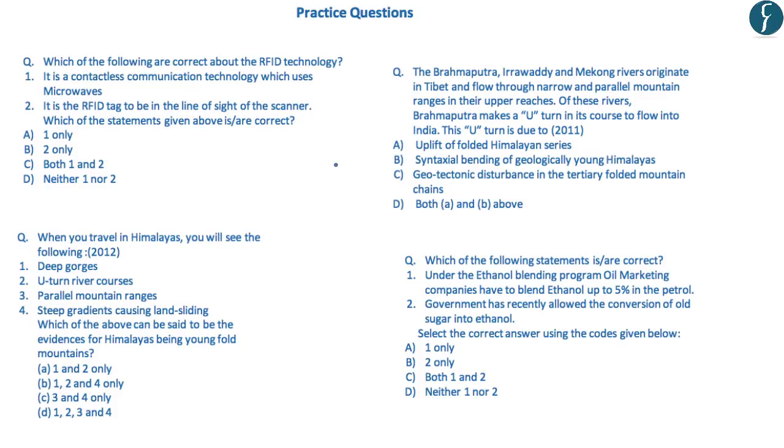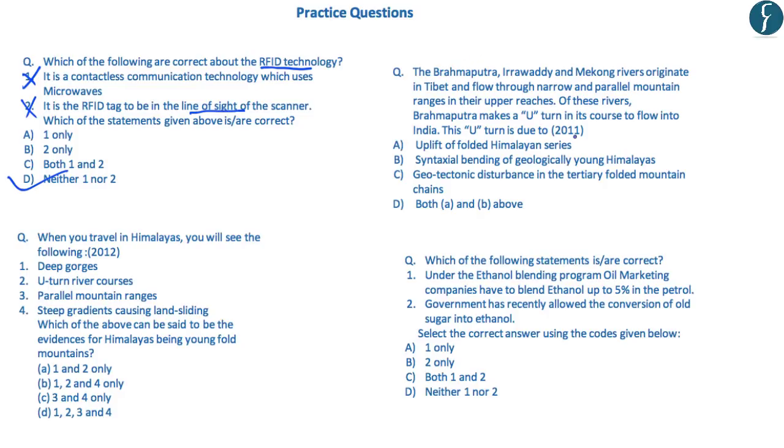Answer will be displayed after 5 seconds. The first question reads, which of the following are correct about the RFID technology? The first is that it is a contactless communication technology which uses microwaves, which is incorrect because it uses the radio waves. The second statement is that the RFID tag is to be in the line of sight of the scanner, which is also incorrect. Hence, the correct answer is D, neither 1 nor 2.